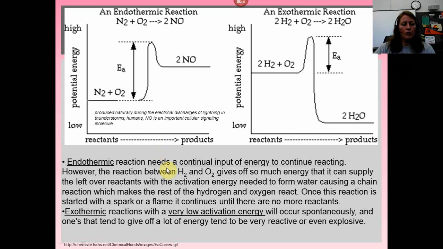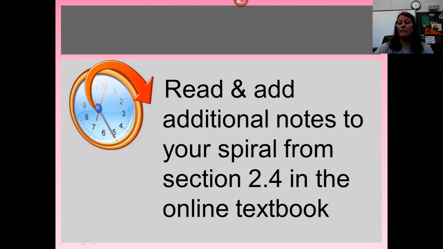But the endothermic needs a continual input of energy. This would be my egg, so I need to have the fire on to keep the egg cooking. If you turn the heat off, it's going to stop cooking where you turn the heat off. For the exothermic, it has a low activation energy. Once you have the candle lit, it'll keep burning until it extinguishes and has no more fuel. So do take some time to look over this, make sure you understand the activation energy and how endothermic and exothermic differ.